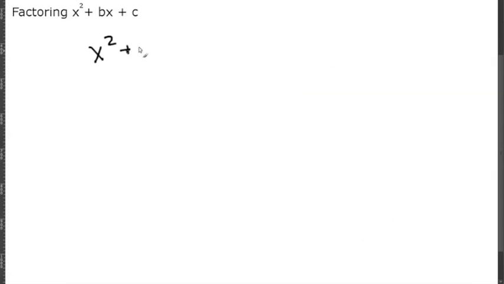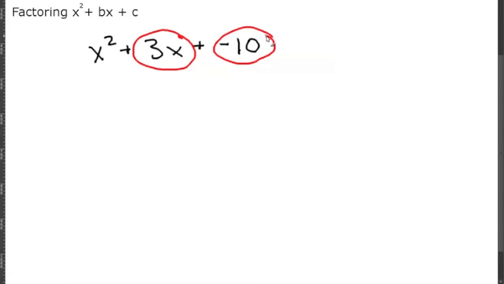x squared plus 3x plus a -10. Now we are looking for numbers that add to give you a positive and multiply to give you a negative. Writing the factors of 10, we have 1 and 10 or 2 and 5. In order to get a -10, one or the other is negative, but not both of them.